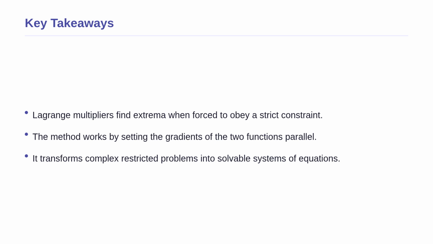Let us review our key takeaways. Lagrange multipliers allow us to find the maximum or minimum of a function when forced to obey a strict rule. By setting the gradient of the main function parallel to the gradient of the constraint function, we find the exact points where the two curves are perfectly tangent. This powerful technique transforms complex restricted problems into a simple system of equations that we can solve step by step. You now have the ultimate tool for making the best possible choices under strict limitations.